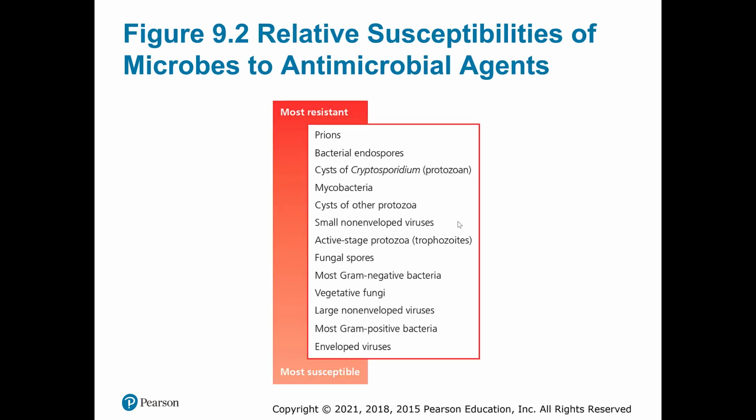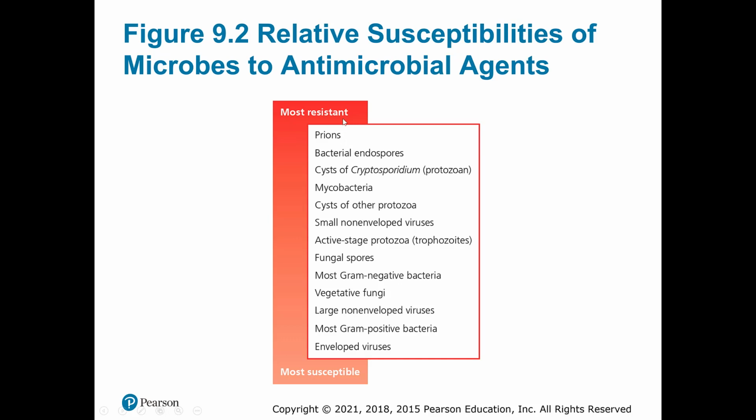This is figure 9.2. It is giving you a list of different groups and kinds of microbes and putting them in the order of how resistant they are to most of these antimicrobial methods. So at the bottom, you have enveloped viruses. Those are the most susceptible, meaning they're the weakest of these microbes and they're the easiest to kill. Whereas at the top are the things that are the hardest to kill, the most resistant to these methods.